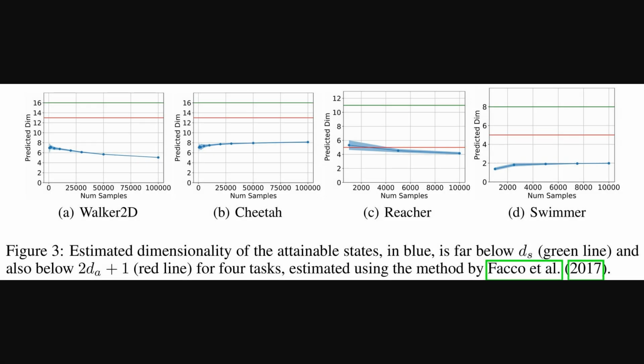So building on that, these 4 plots offer strong empirical support. They show the estimated dimensionality of attainable states, that's the blue line, in several MuJoCo environments. Notice how this blue line is consistently far below the green line, representing the nominal state space dimension, or dS. More importantly, it's also below the red line, which is their theoretical upper bound of 2 dA plus 1, where dA is the action space dimension. This really backs their theory.